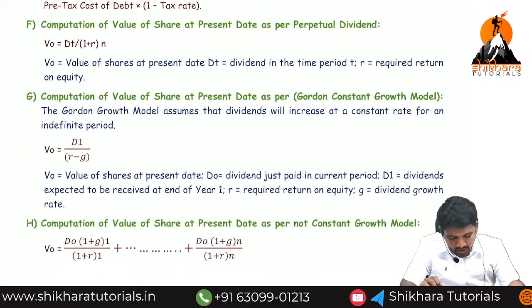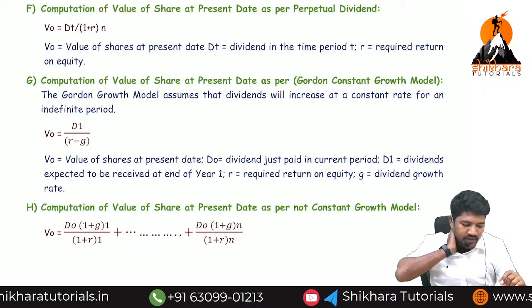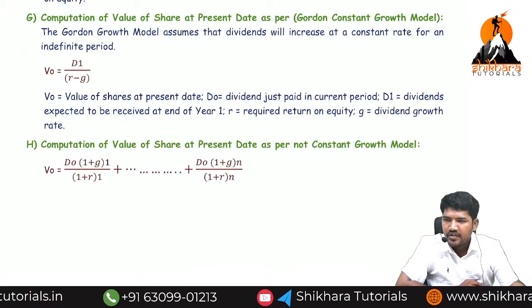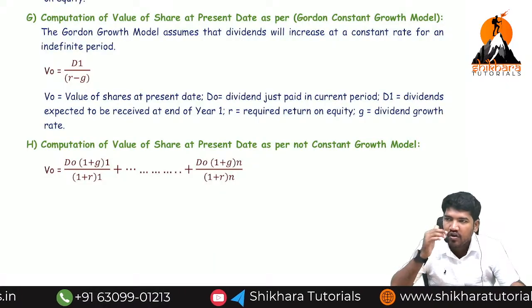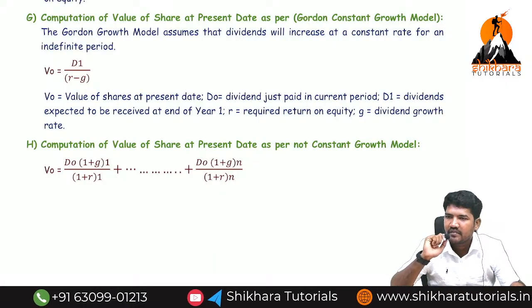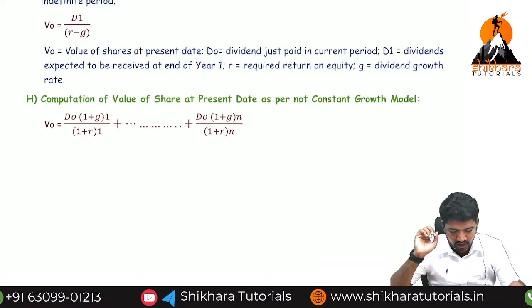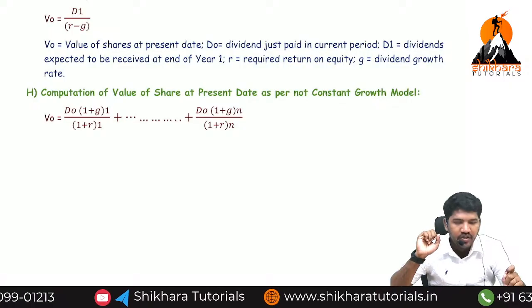Next, computation of value of share at present date as per Gordon's constant growth model. This also we have done: D1 divided by R minus G. You can observe they're not using the word KE or KO. They're using the word R, required rate of return. The meaning is the same, names are different. Now when it comes to computation of value of share at present date as per the non-constant growth model.